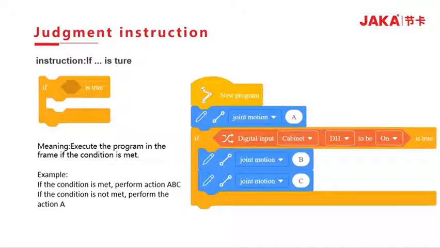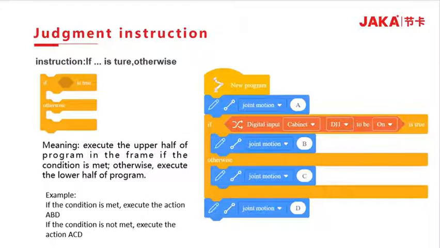Judgment instructions. If is a true command. If the condition is satisfied, the content inside the command frame is executed. As shown in the command on the right, if the condition is satisfied, the action A, B, C is executed. If the condition is not established, only the action A is executed.